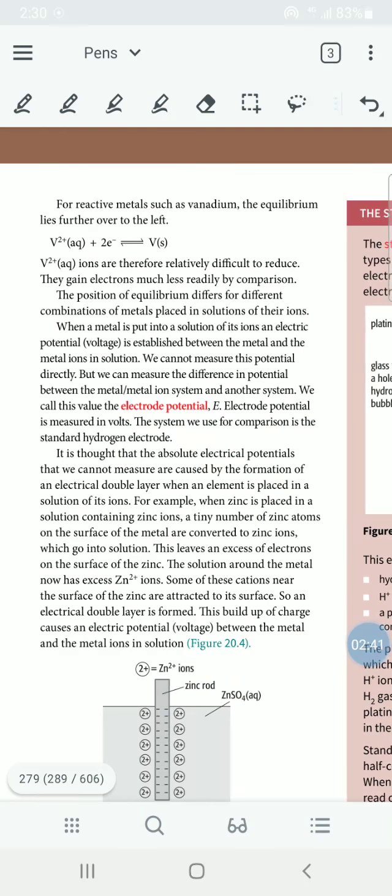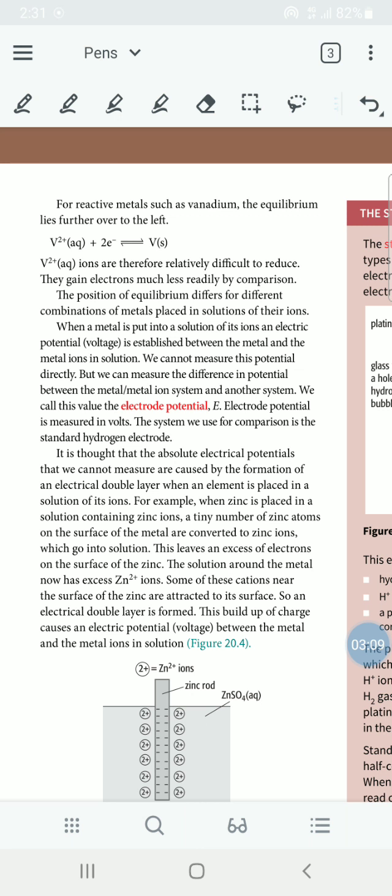Then for reactive metals such as vanadium, the equilibrium lies further over to the left. That means there are more ions than vanadium metal. Vanadium ions are therefore relatively difficult to reduce. They gain electrons much less readily by comparison. The position of equilibrium differs for different combinations of metal placed in solutions of their ions.